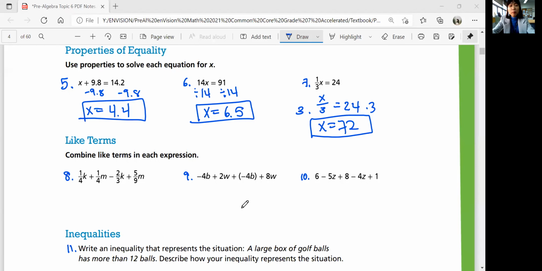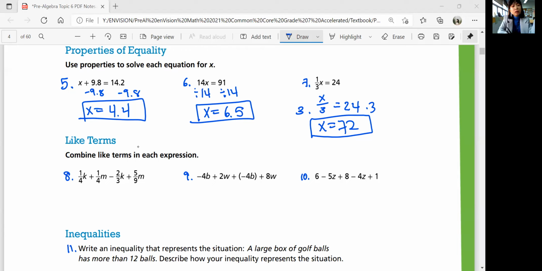Okay, number 8. Combining like terms. Combine all the like terms and simplify as much as you can. You don't necessarily have to solve for the numerical value because you can't. You don't know what K and M are. You don't know what the variables represent right now. Your job right now is just to simplify the expression as much as you can.